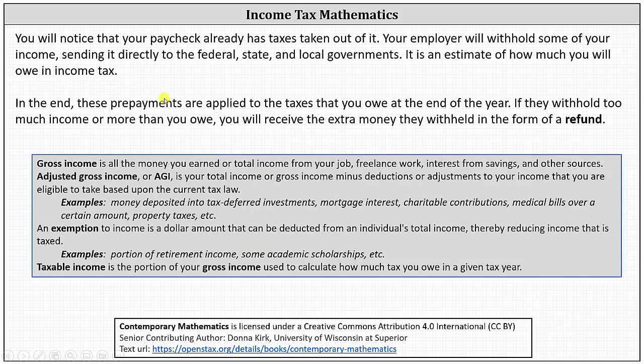tax year. You will notice that your paycheck already has taxes taken out of it. Your employer will withhold some of your income, sending it directly to the federal, state, and local governments. It is an estimate of how much you will owe in income tax. In the end, these prepayments are applied to the taxes that you owe at the end of the year. If they withhold too much income, or more than you owe, you will receive the extra money they withheld in the form of a refund.